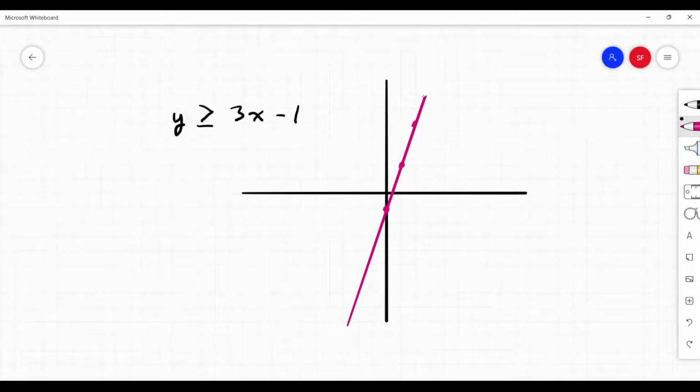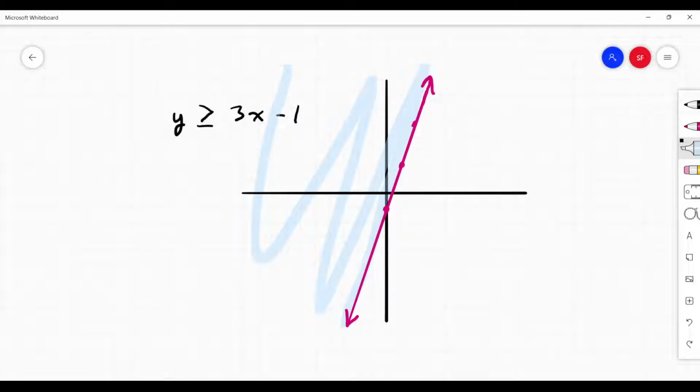So how do we know where to shade? We're looking at the inequality. What is that? Say this out loud. Greater than or equal to. So are we going to shade on the top or the bottom, above or below the line? If it's greater than, you think... Above the line. So we'd shade this side, because it's above the line. Does that make sense? Yes. Good. Good question.